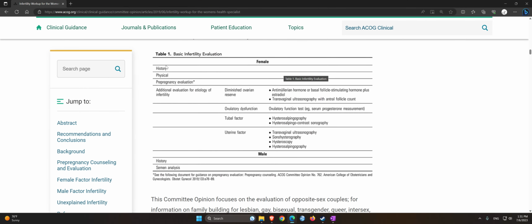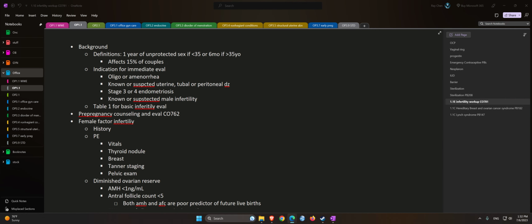So for female: history, physical, pre-pregnancy evaluation. Additional evaluation for etiology of infertility. If suspecting diminished ovarian reserve, we can check these. Ovarian dysfunction, tubal factor, and uterine factor. So let's go through them real quick.